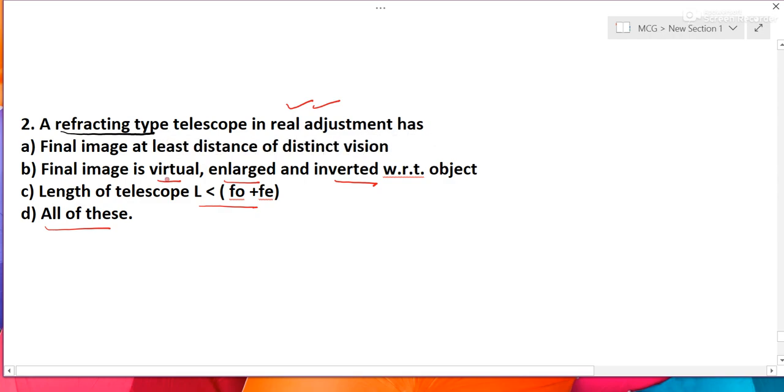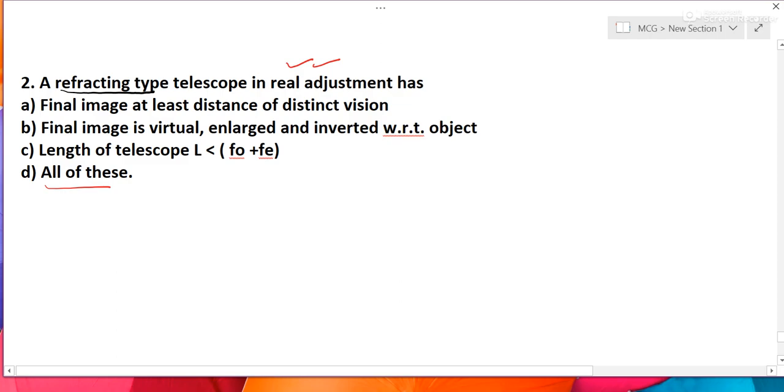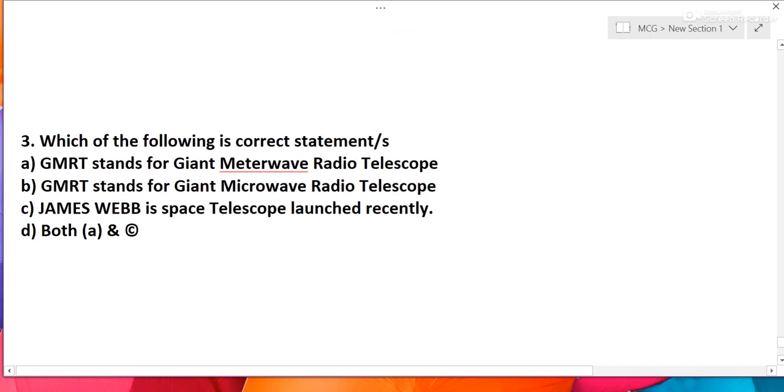When we draw the diagram, then we know that the final image formed is virtual, enlarged and inverted. So that is also correct. You can see from the ray diagram. And the length of the telescope is less, yes, because it is equal in the case of normal adjustment mode when the image is formed at infinity. So all are correct. So get to the next question.